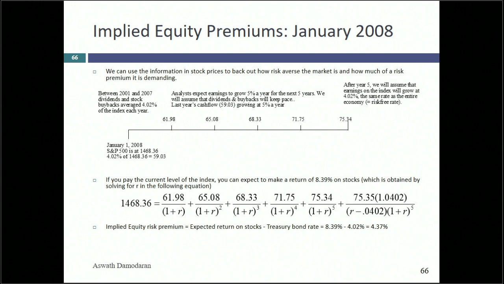So it is true. The reason I have to include buybacks: if I count just dividends and I don't count the buybacks and I keep the growth low, then I'm not quite being fair about the returns either. So I have to bring in the buybacks and I'm solving for that expected return. That then becomes the basis for my premium. So at the start of 2008, your implied equity risk premium is 4.37%.